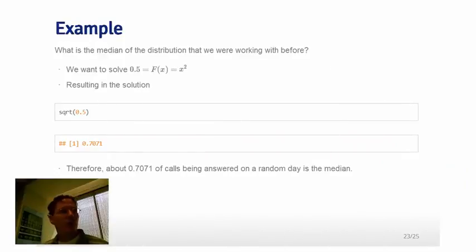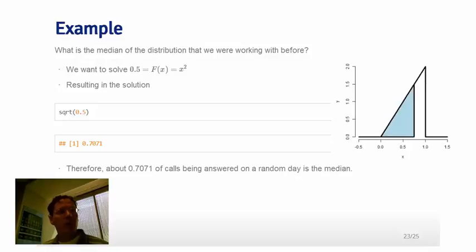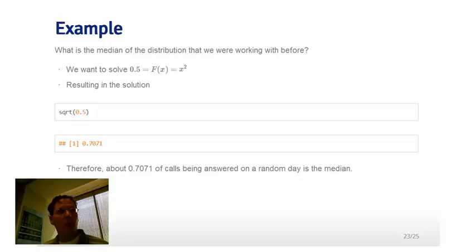Let's work through our previous example. What is the median of the distribution that we were working with before? Remember that the distribution looked like a right triangle, and the distribution function, for example if we wanted to find the probability that x proportion of calls got answered on a given day or less, that F of x, worked out to simply be x squared, where x has to be a value between 0 and 1 for it to make sense.